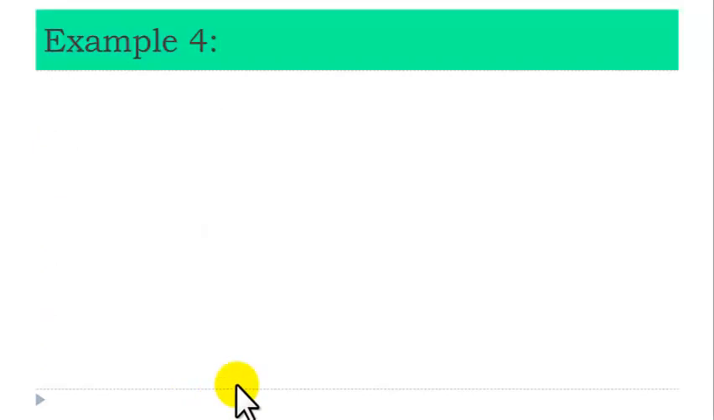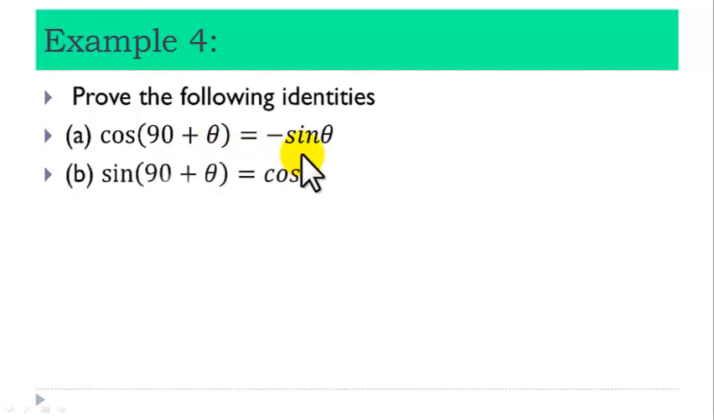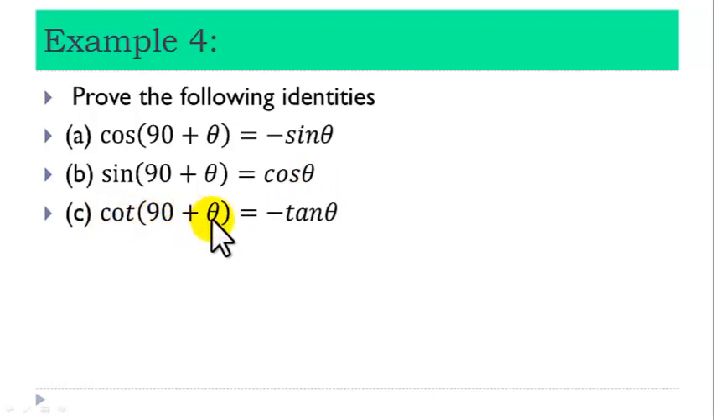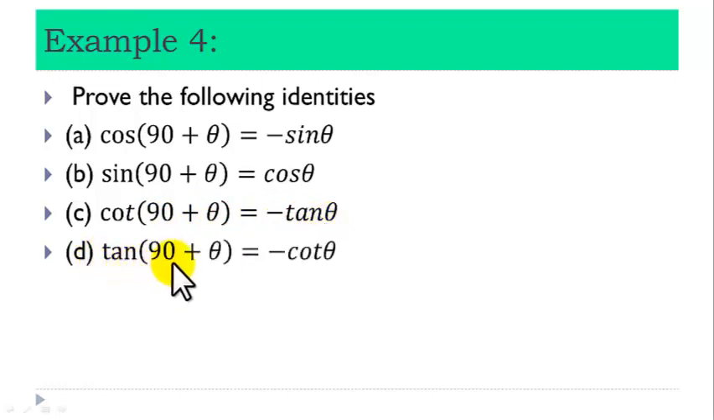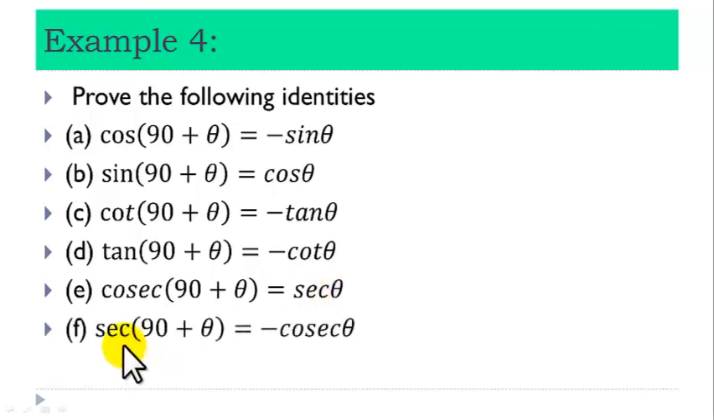Example 4. Prove the following identities. A. Cos(90 plus theta) is equal to minus sin theta. B. Sin(90 plus theta) is equal to cos theta. C. Cot(90 plus theta) is equal to minus tan theta. D. Tan(90 plus theta) is equal to minus cot theta. E. Cosec(90 plus theta) is equal to sec theta. And F. Sec(90 plus theta) is equal to minus cosec theta.